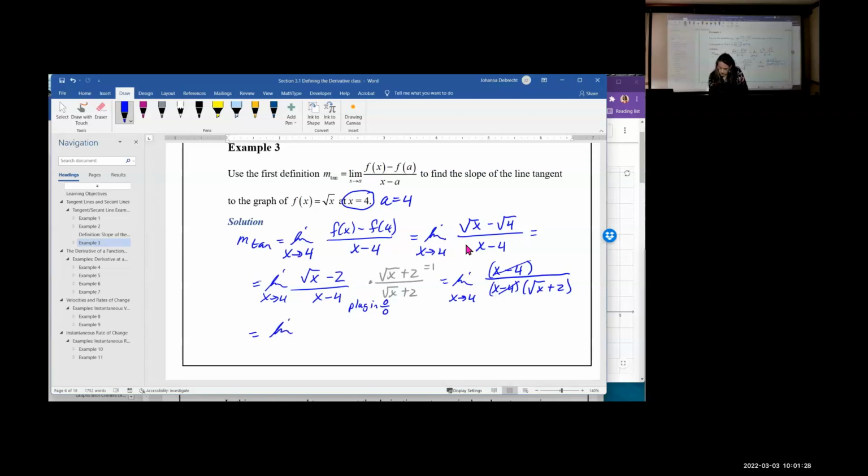And now we have the limit as x approaches 4 of 1 over the square root of x plus 2. And then we try to plug in again. And we get 1 over the square root of 4 plus 2, which is 1 over 2 plus 2, or 1/4. And that's our final answer. That's the slope of the tangent line on that graph when x is equal to 4.